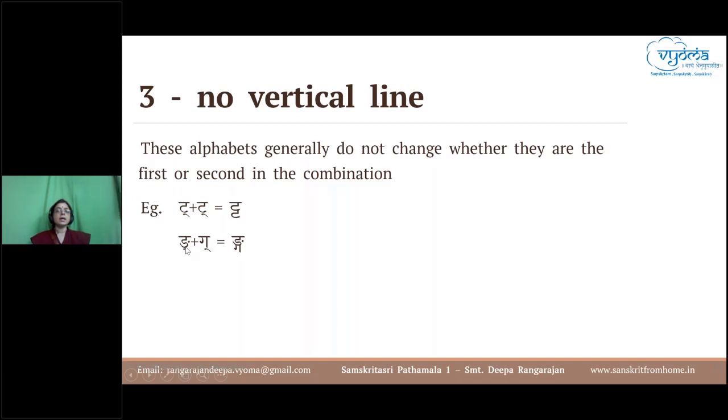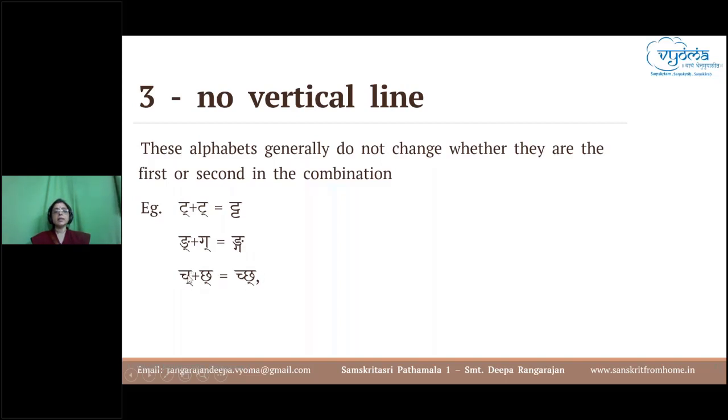Yeah, so n has no vertical line. It is combining with g. What happens? The n is written as such without any change, and this g is written below the letter. N plus g, ng. Then ch plus ch, chch.